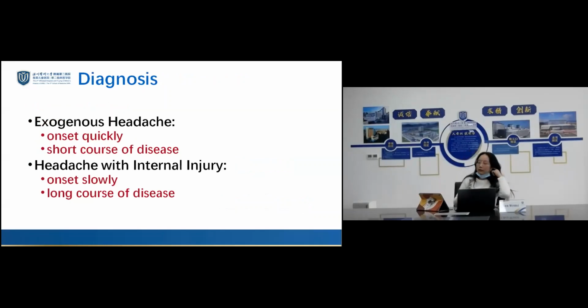So how to distinguish between these two? First, if it's the exogenous headache, it may have a quick onset because of being attacked by the wind, and suddenly you feel headache, and it's a short course of the disease. But if it's internal injury, it may have a very slow onset, except for the blood stagnation after the trauma, and then maybe you can have a long course of disease.